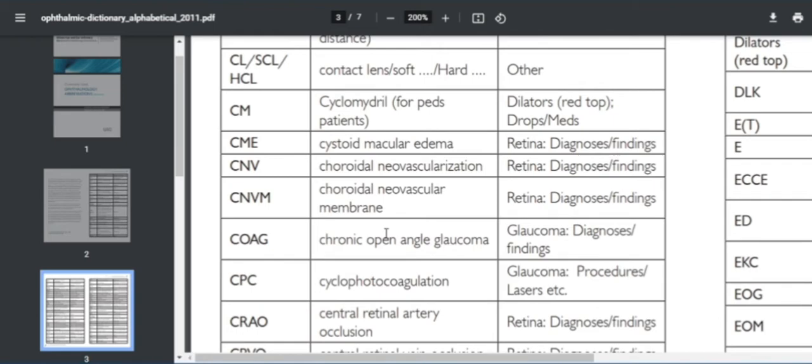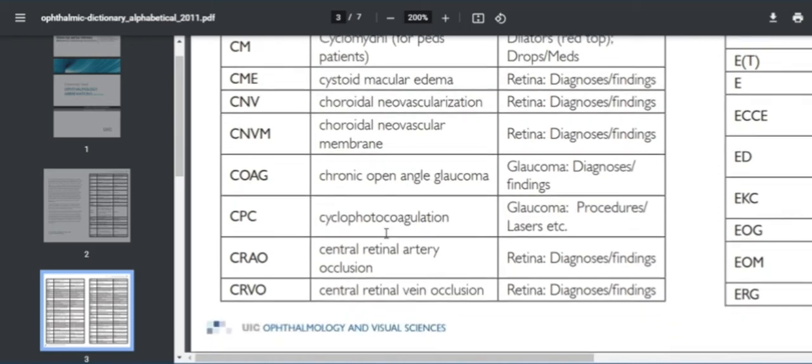COAG, chronic open angle glaucoma. Open angle glaucoma, if it takes a long time, is known as chronic. So this is chronic open angle glaucoma. CPC, that is cyclophotocoagulation, is a glaucoma laser procedure. Another is CRAO, central retinal artery occlusion, and CRVO, central retinal vein occlusion.